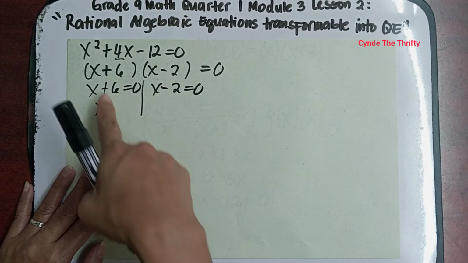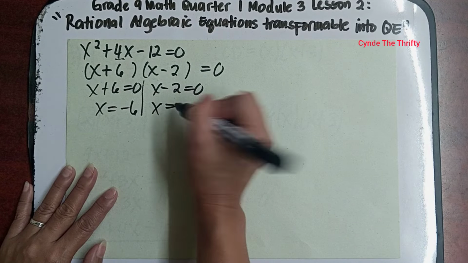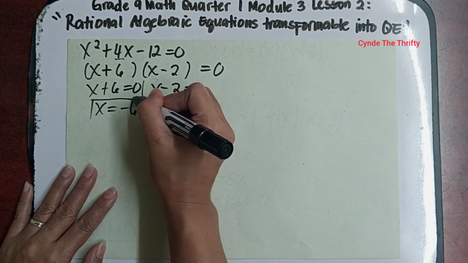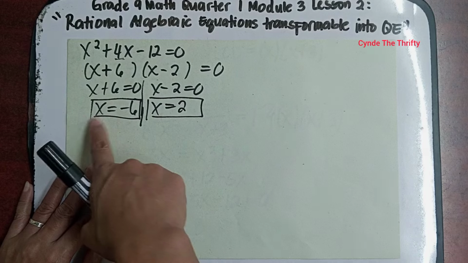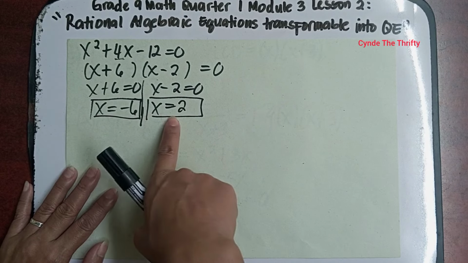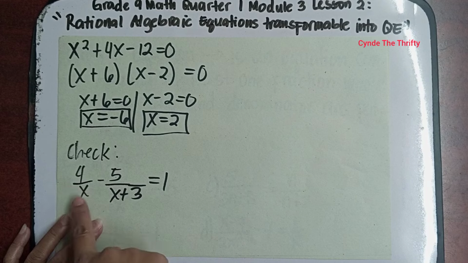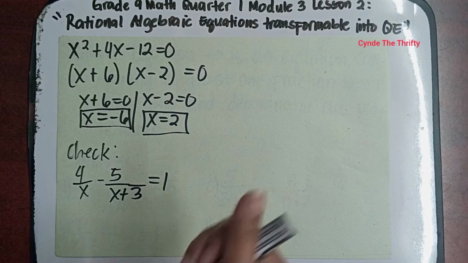So, x, ilipat natin si 6 sa kabila, magiging negative 6. And then x, ilipat si negative 2 sa kabila, magiging positive 2. Okay? So, meron na tayong value ni x. Meron na tayong solution. X is equal to negative 6 and x is equal to positive 2. Ngayon is i-check natin siya gamit ang ating original equation na 4 over x minus 5 over x plus 3 is equal to positive 1.